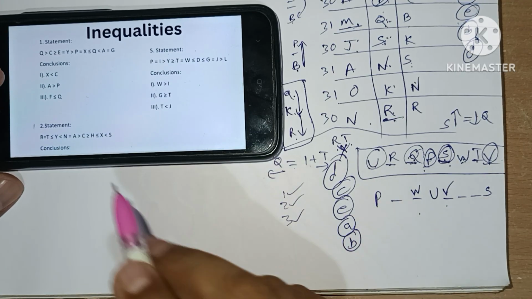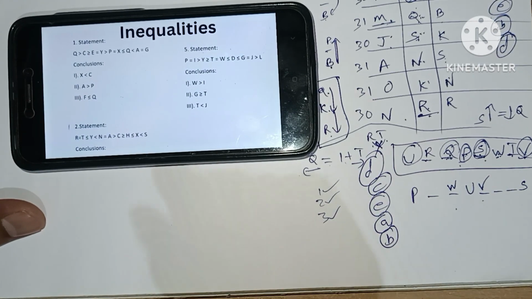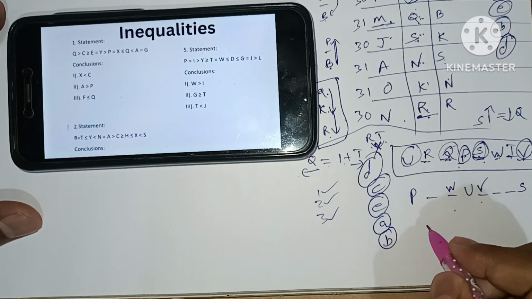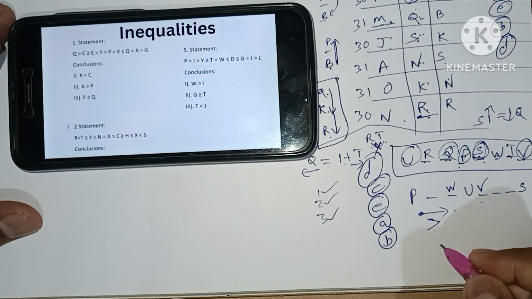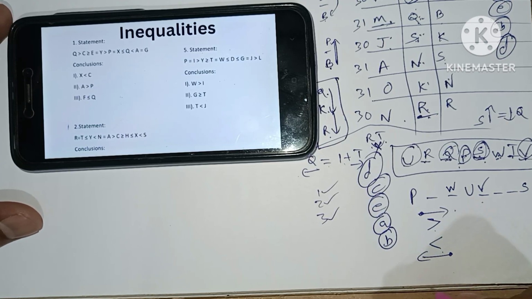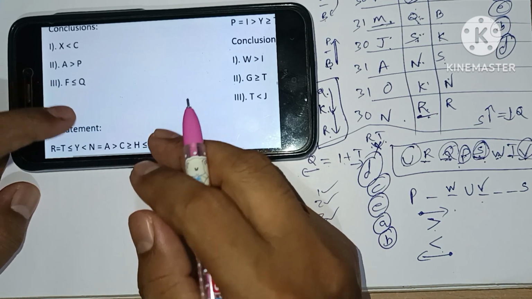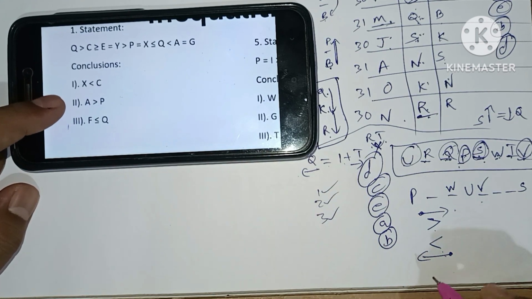Okay. Now we are dealing with the inequalities. The concept we use for inequalities is the flow method. If we see a symbol like this, it means the flow from this side to this side. If we see a symbol like this, the flow from this side to this side. Let's understand this concept through the questions directly.